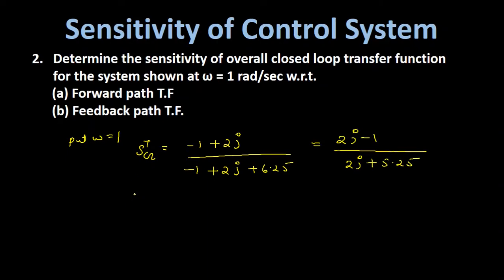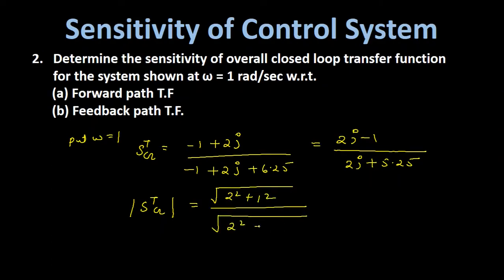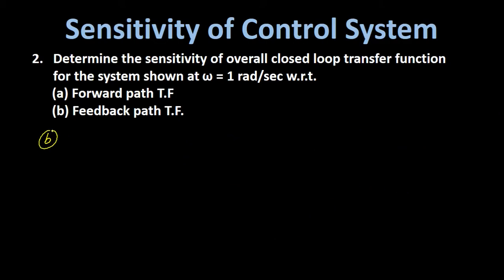Now we find out the magnitude of the sensitivity of T with respect to G. It will be equal to under root of (2 square plus 1 square) divided by under root of (2 square plus 5.25 square). When we solve this, we will get the magnitude of the sensitivity of T with respect to G equal to 0.3980.